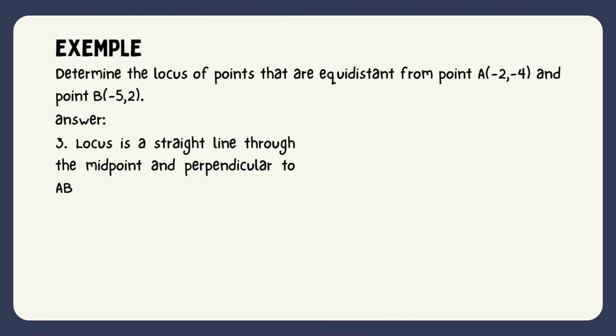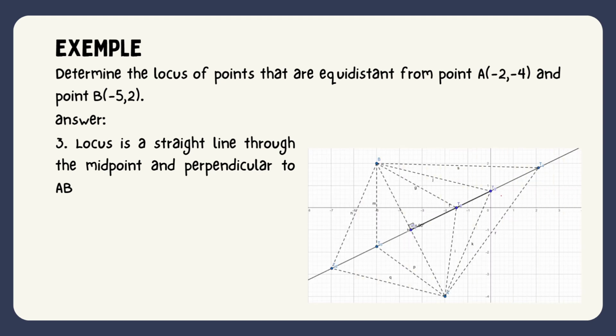Number 3, the locus is a straight line through the midpoint and perpendicular to AB. So the locus is a straight line. This is the straight line through the midpoint. This is the midpoint T1. This is the midpoint of AB and perpendicular to AB. So we can conclude the locus is a straight line through the midpoint and perpendicular to AB.